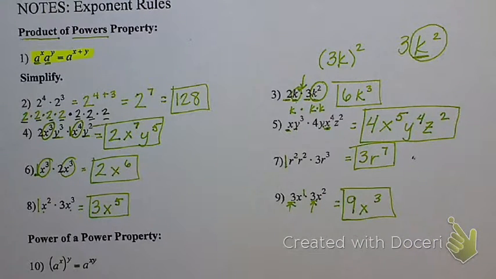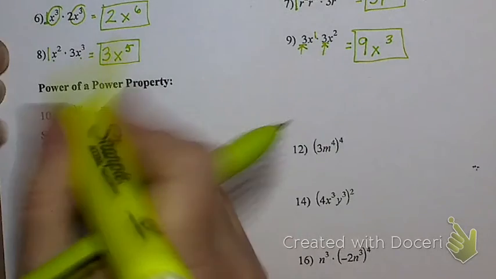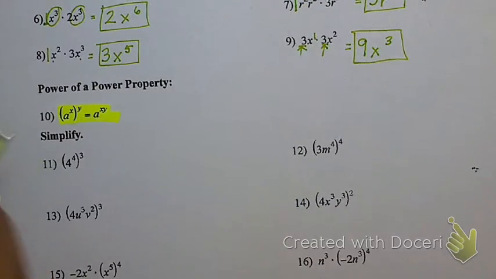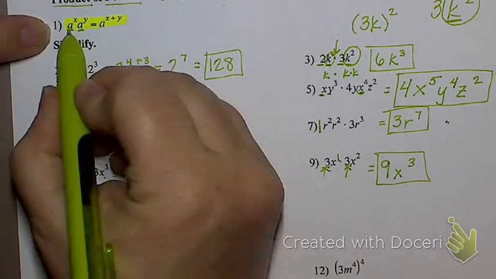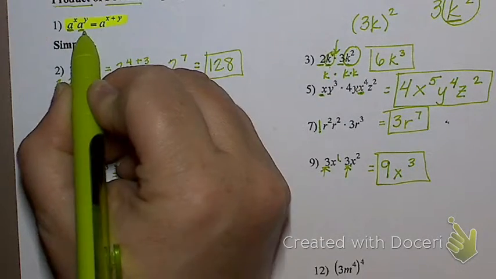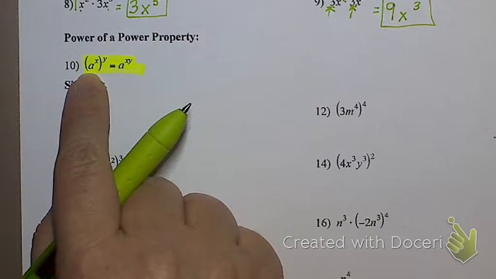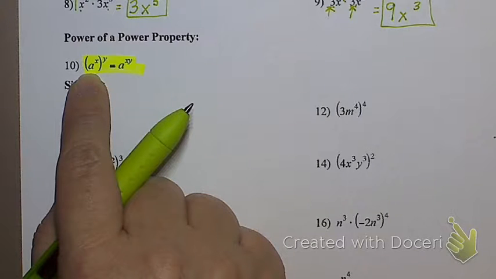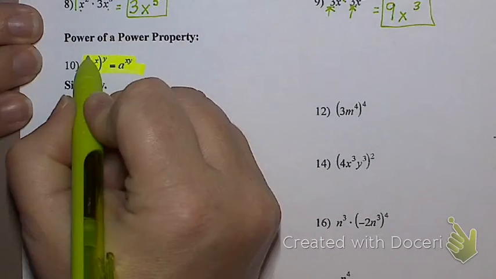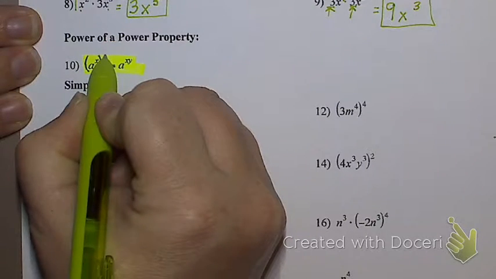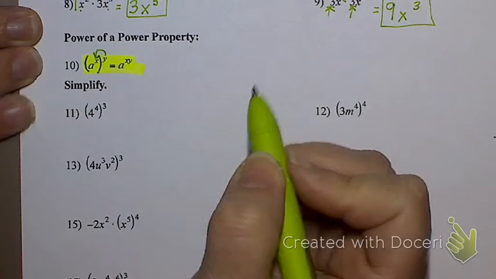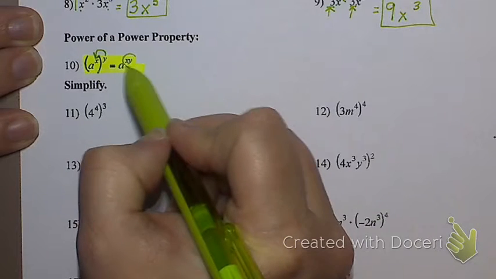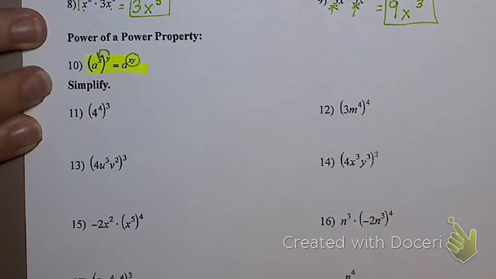Okay. Now let's look at our second property. The power of a power. So instead of this one where I had 2 bases, and I kept the base and added the exponents, this time how many bases do you see? I only have 1 base, right? Pretty much whenever I have something in parentheses, you're basically going to distribute that exponent, and you're going to end up multiplying them instead of adding them.